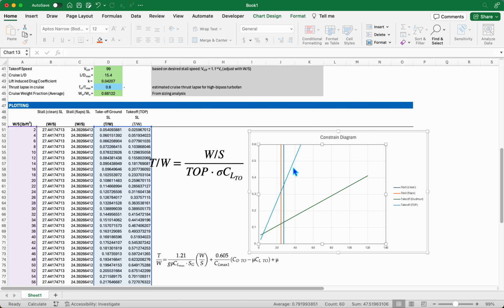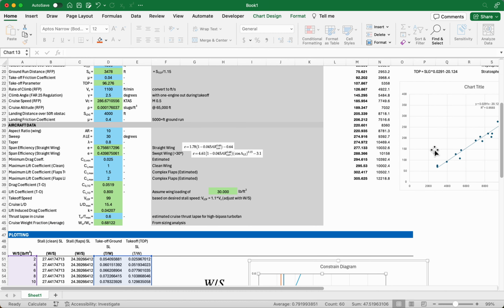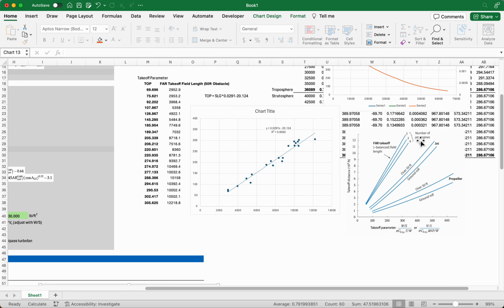So again, the takeoff parameter, very sensitive. Thrust to weight ratio is very sensitive to this takeoff parameter. So if our takeoff parameter is fitting a data set, the data set that we use is quite important. So if we use the data set from Raymer, for example, we might get a different value.